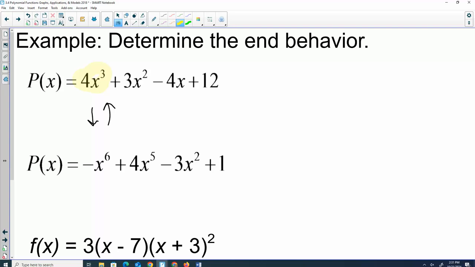The second one, all I'm looking at is my negative x to the 6. So the 6, even power, what does that tell me? Both ends are going up. The negative coefficient tells me flips them straight down.